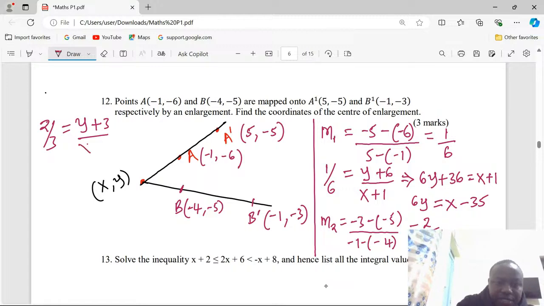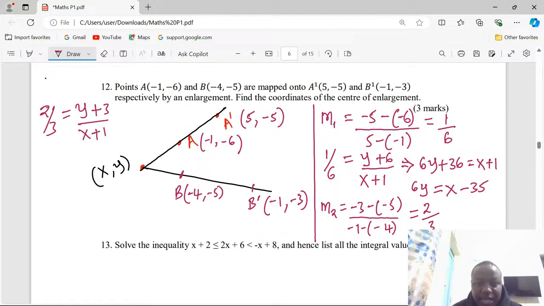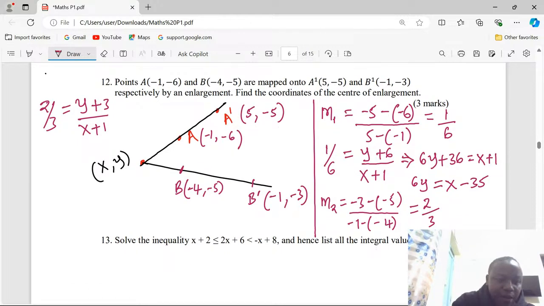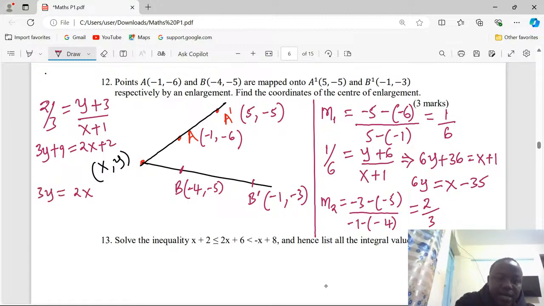Then x, change in x, x minus -1, making it x plus 1. At that point now, we can cross multiply and have 3y plus 9 becoming x plus 2. Grouping like terms together, we can remain with 3y at this point and have 2x. Then we shall have 2 minus 9, making it a -7.